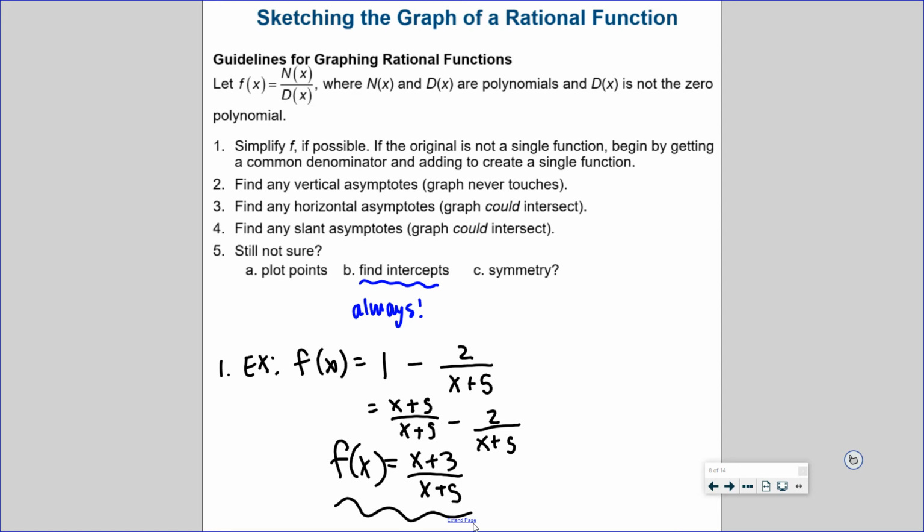For points, I often do to the left and right of my vertical asymptotes. And you'll see me do that, but I think that's all I need to say about that slide.